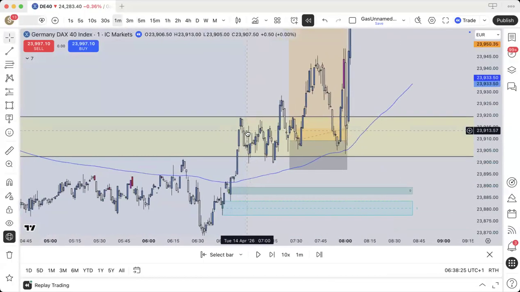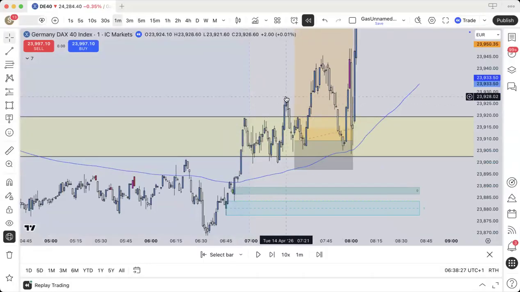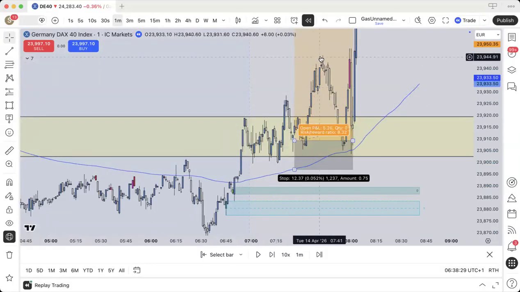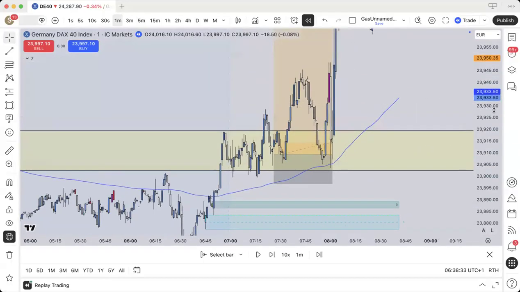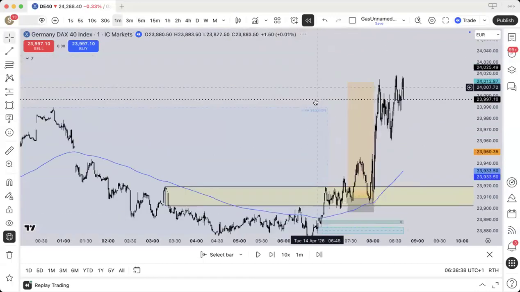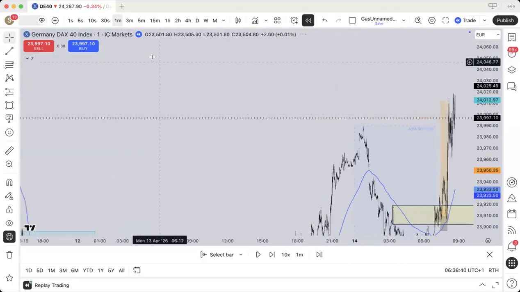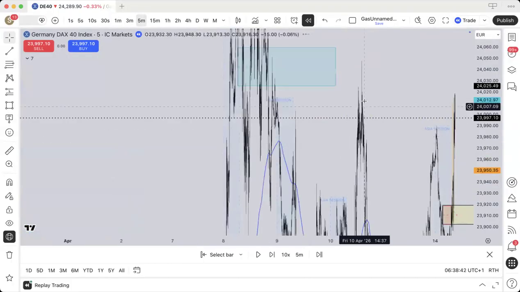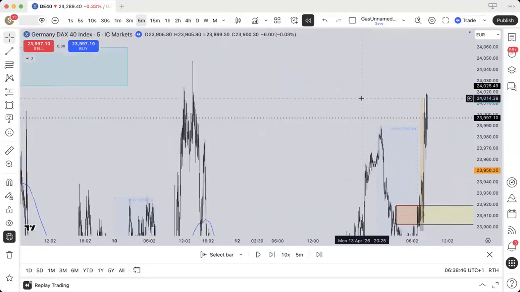So, okay. So change of character, break of structure. We've come back down, we've tapped in here, and then we've gone long. And that would have been why I entered that trade. Now, what was my exit on this? Looks like it was this high here.